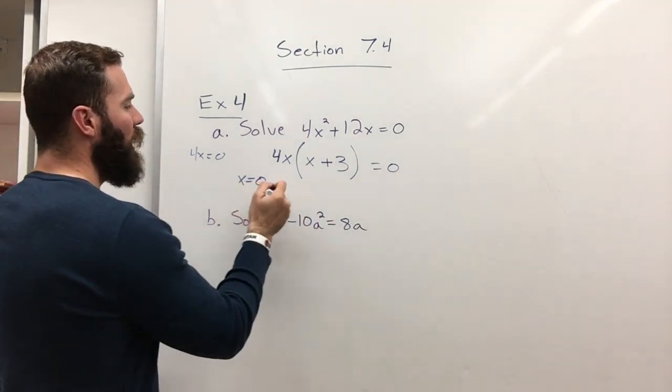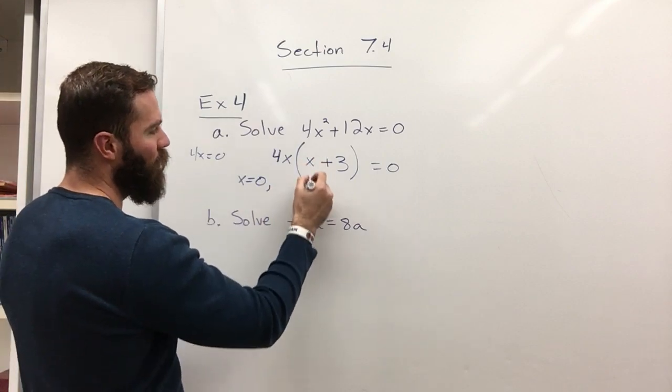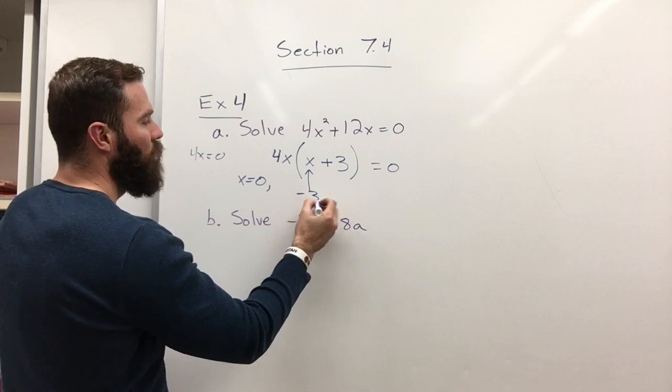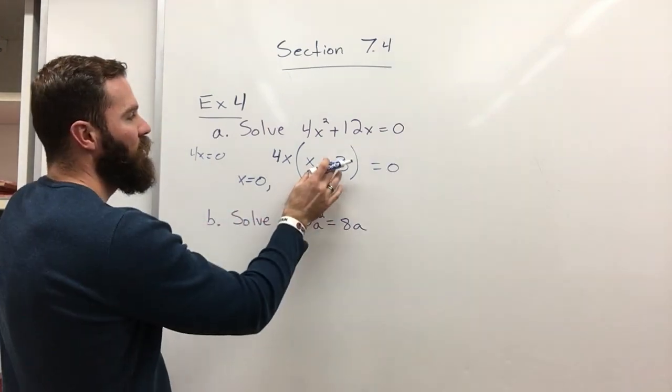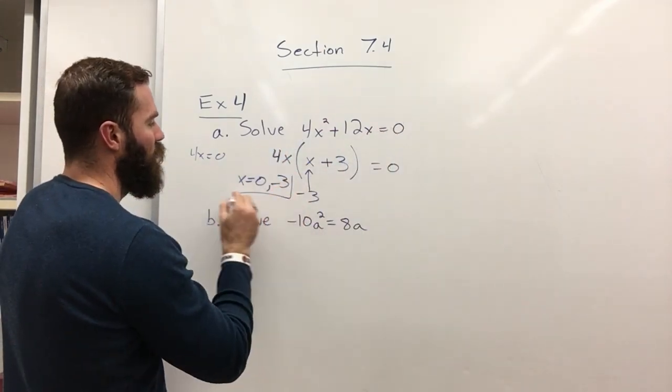Okay, but this isn't the only answer. There is one more. It's right here. What number would I put right in there to make this whole thing be 0? A negative 3. Very good. If I plug in negative 3, negative 3 plus 3 is 0. 0 times whatever that will be is still 0. So a negative 3. Those are the roots.